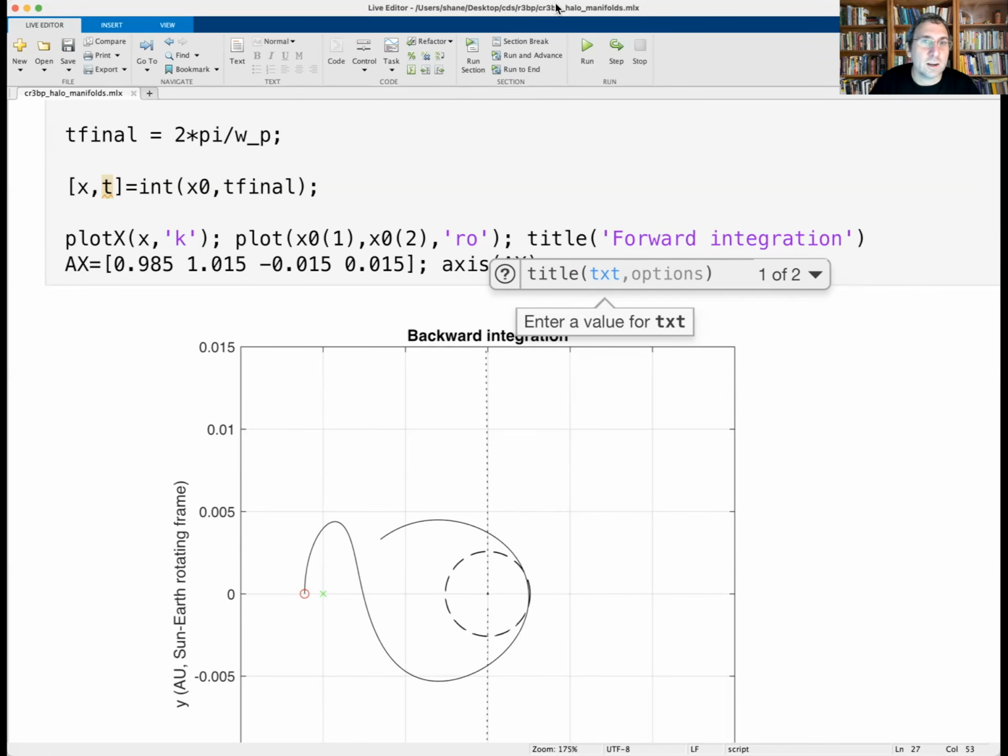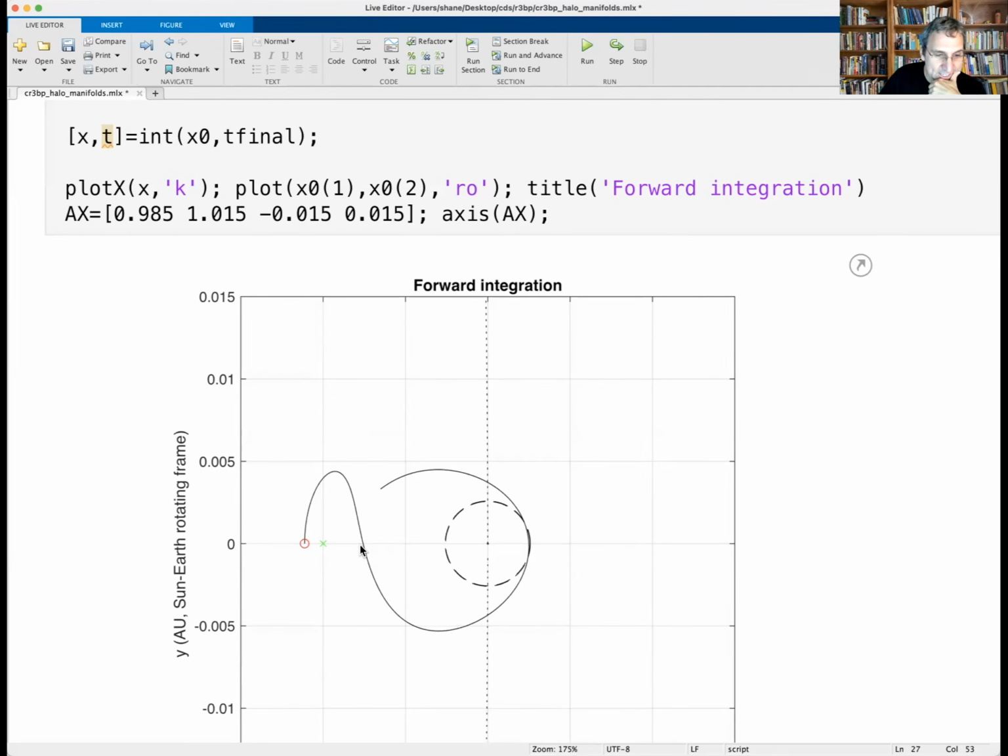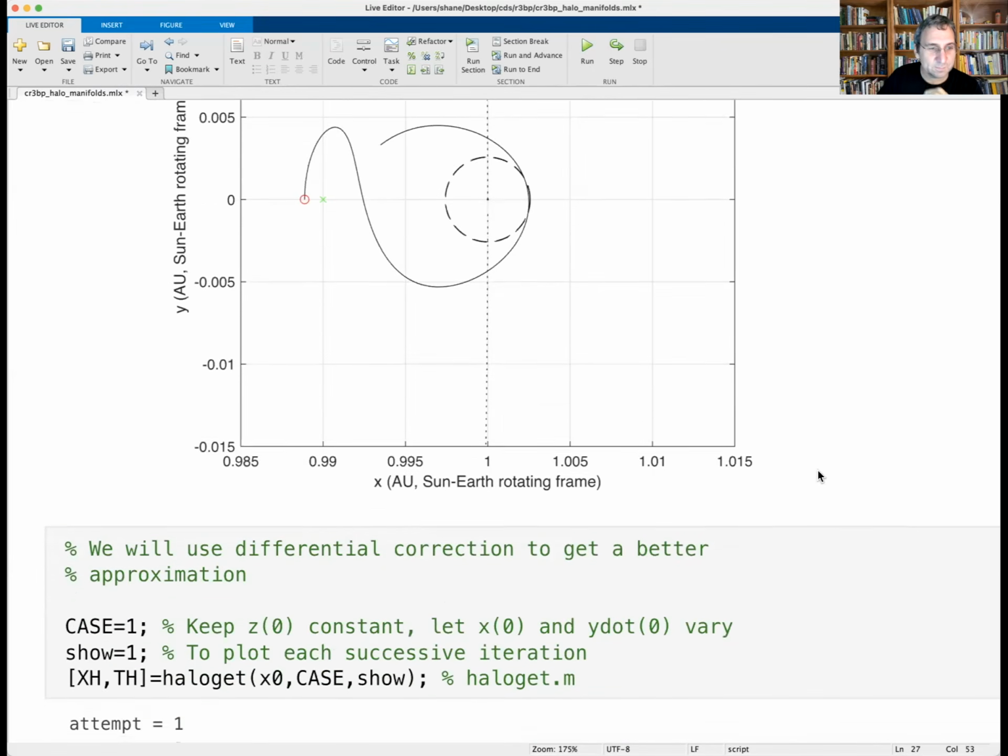And then let it go. Yeah, so this is going forward because the orbits around L1 and L2 are clockwise. So this is something that is definitely not periodic, right? It starts on the x-axis and then it hits the x-axis again, but it's not coming back up. It seems to go towards the moon's orbit and whatnot. So it's not perfectly periodic, which means we need to fix it.